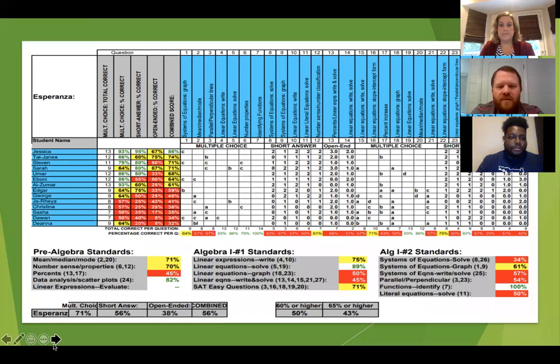So this is just a screenshot of the data that we had to work with as it related to this algebra test that Miss Esperanza administered to her class. We took this and started looking at things that jumped out at us and followed the prompts for this case study. We included this just for your viewing, that this is what we used as we were breaking down what happened on this algebra exam.